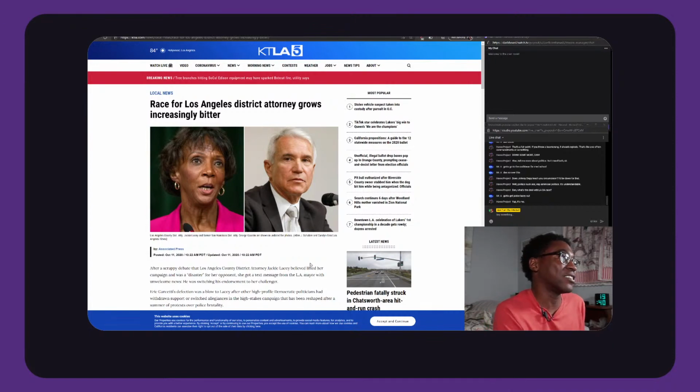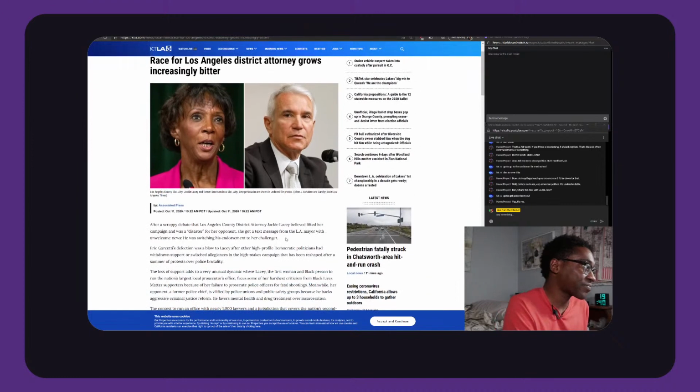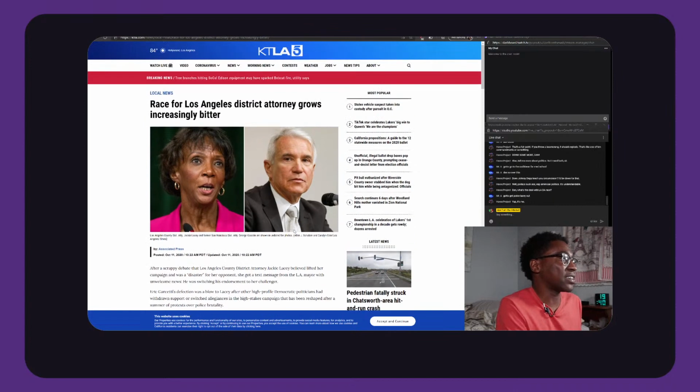George Gascón is the person running against her. In the DA race, there was a debate recently. Apparently, the LA mayor said that he was switching his endorsement from her to the challenger, George Gascón. It was interesting. He was a district attorney in San Francisco. He has experience there, and he's proposed a number of different reforms for the police in response to the George Floyd protests and the Black Lives Matter movement. But there's a significant problem with George Gascón that we should all worry about and consider.